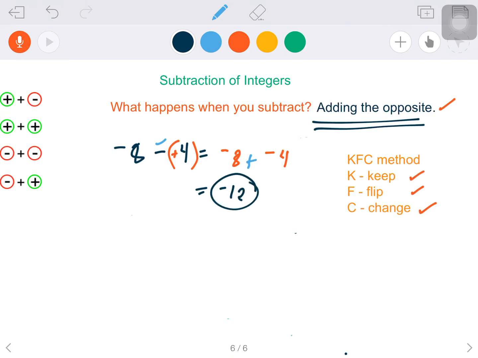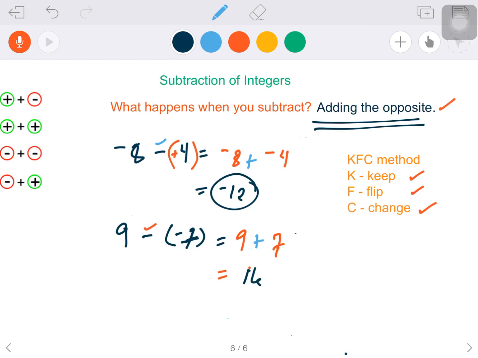Let's have another example. What if you have 9 minus negative 7? Using the KFC method, we keep 9. By keeping 9, you keep its sign, so it's still positive. Next, you flip the minus sign. That becomes addition now. So 9 plus, and change negative 7 to its opposite, which is positive 7. And so the final answer is 16.